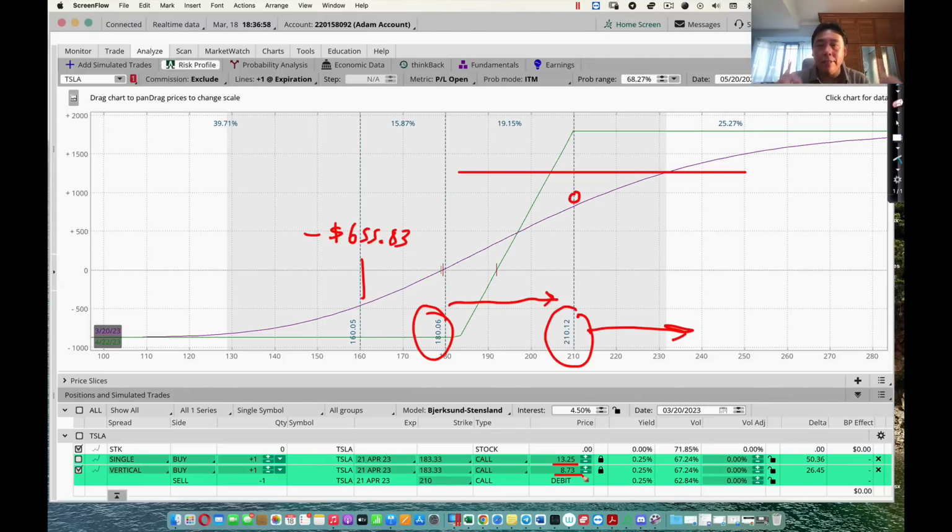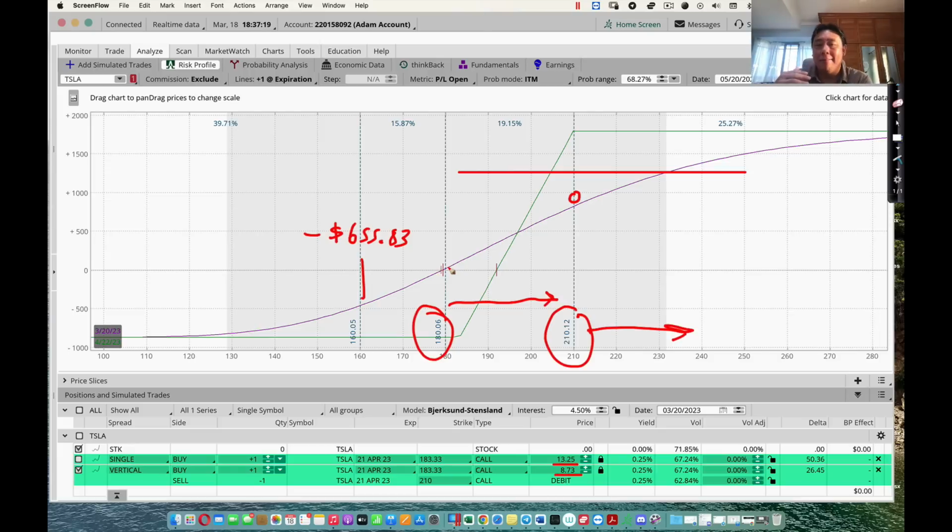But they both still have the same problem, which is they both suffer from time value loss. In other words, if you enter the trade and the price doesn't go up enough, if the price stays where it is or falls, you will lose money every single day. So that's why I don't really use the bull call spread very often.